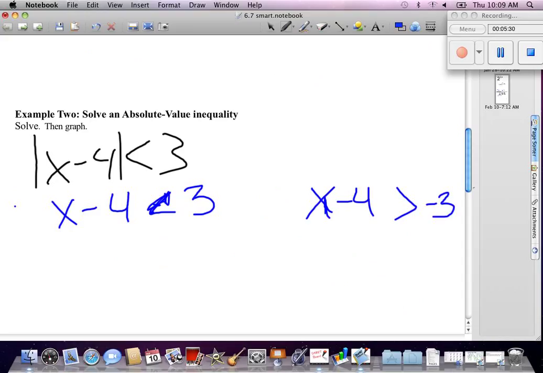Perfect. So the big difference from yesterday, guys, is that we always had one answer positive, one answer negative, and now we've got that inequality and you have to flip the sign and make it negative. Okay, so how do we solve? What's the first thing we need to do? Add 4 to both sides.